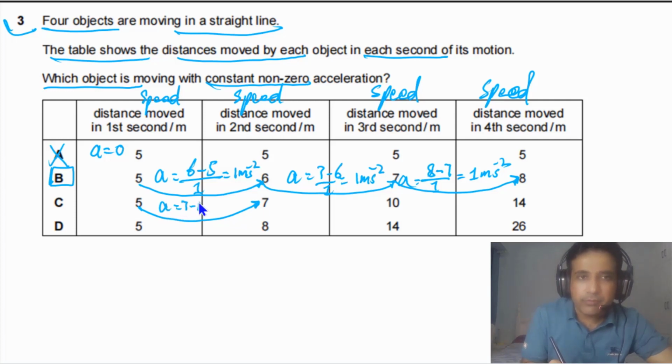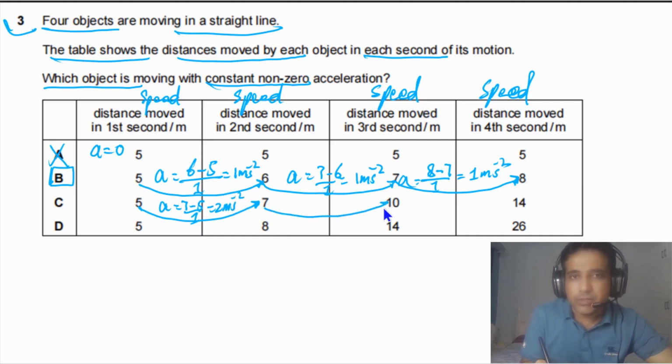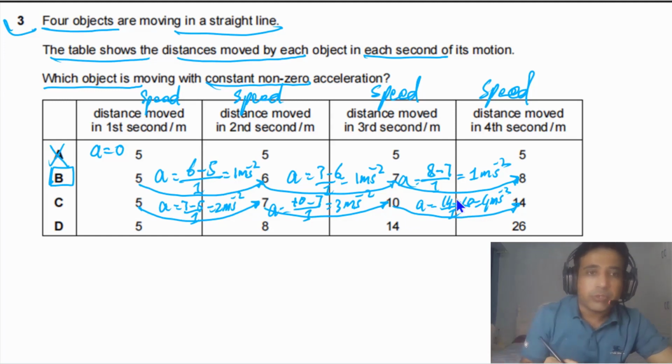This will be equal to 7 minus 5 divided by 1, so this is equal to 2 meters per second per second. In this interval, this is 10 minus 7 divided by 1, so the acceleration is equal to 3 meters per second per second. And here we can also calculate the value of a. This is 14 minus 10 divided by 1, which is equal to 4 meters per second per second. So this acceleration is not constant. This acceleration is increasing with time, so this is not a possible answer.